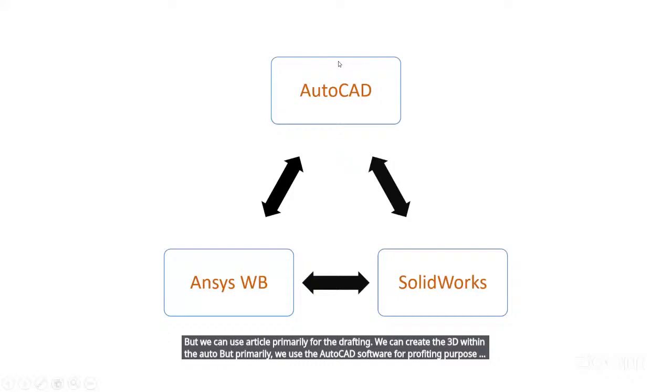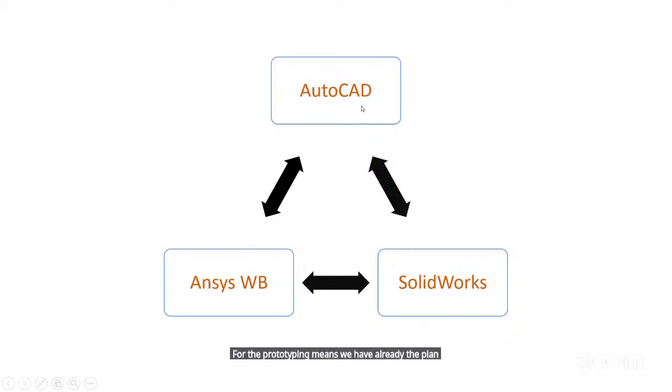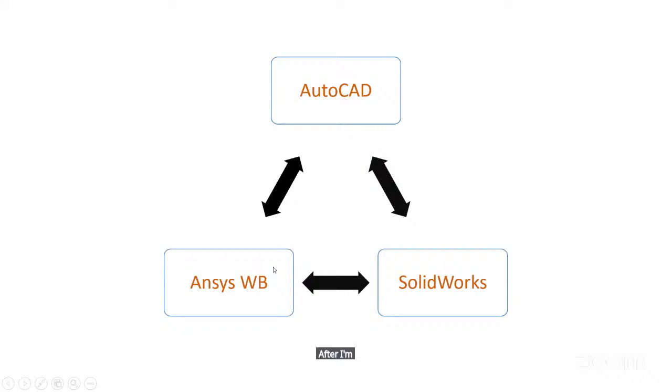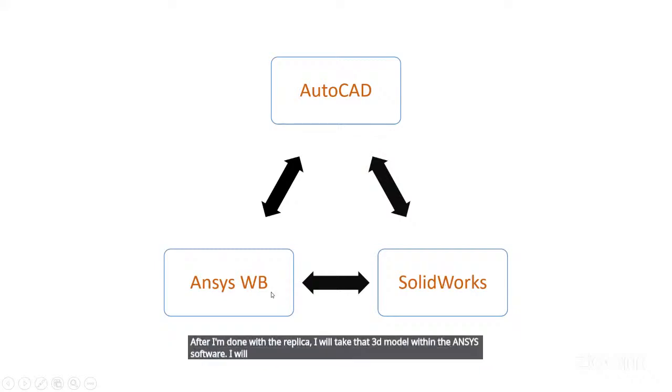After we are done with our drawing, we will go for prototyping. And SolidWorks is one of the best software we have for the prototyping. Means we have already the plan and we want to convert my plan into the 3D model, the replica of the original model. For that purpose, I will use the SolidWorks software. After I'm done with the replica, I will take that 3D model within the ANSYS software. I will apply all my loading conditions and the boundary conditions, and then I will analyze. If I get the desired result, fair enough, go for manufacturing.